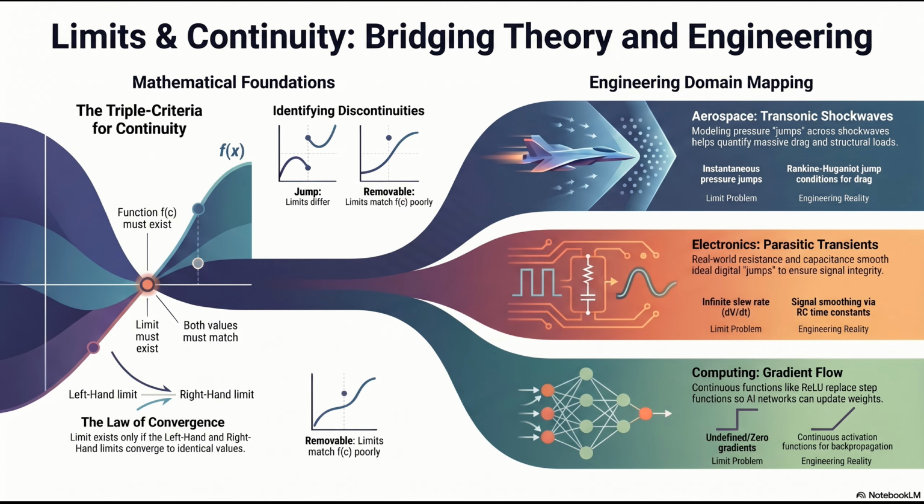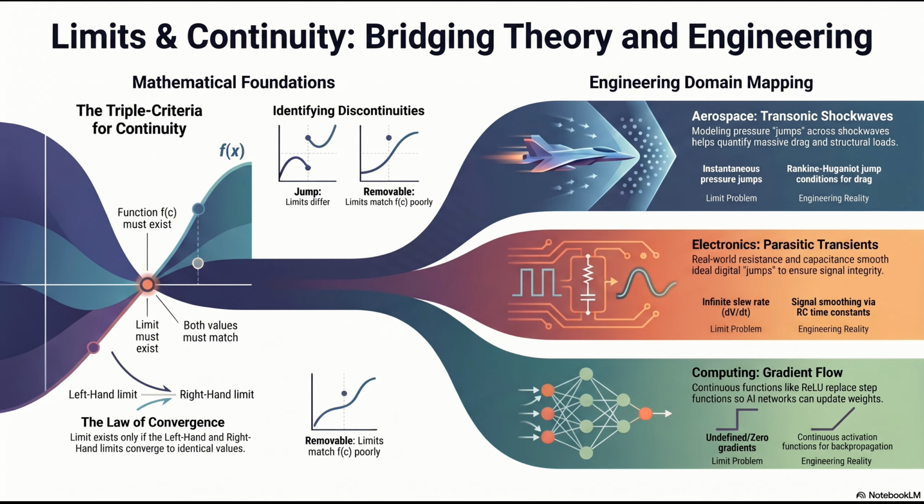Right, and this is where the concept of directional convergence comes into play, isn't it? Yes, it is. Because you have to evaluate the approach from both directions. You have the left-hand limit coming from the negative side of the coordinate plane, and then the right-hand limit coming from the positive side. And the existence of a true mathematical limit depends entirely on those two sides agreeing. The left-hand limit and the right-hand limit must converge to the exact same finite value. If they do, the limit exists. Right. But if they don't, the system breaks. You end up with discontinuities.